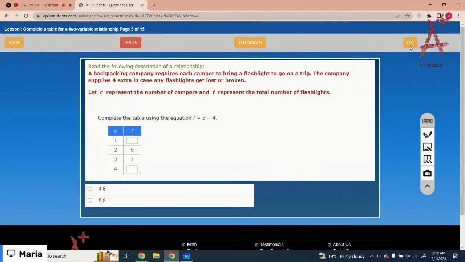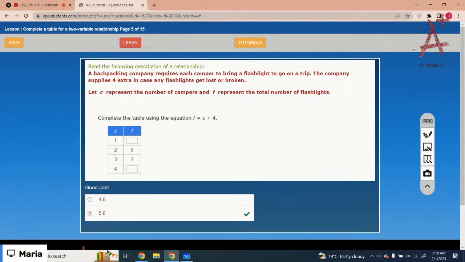Yes, so C equals 1, so 1 plus 4 equals 5. And when C equals 4, 4 plus 4 equals 8. So the correct option is 5 and 8. Just select the correct option, then click on the OK button.